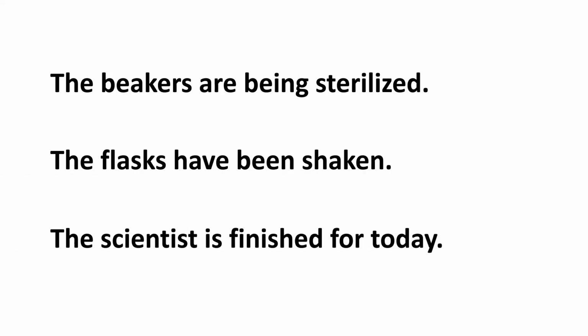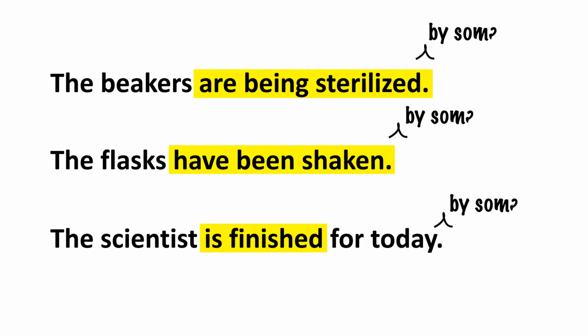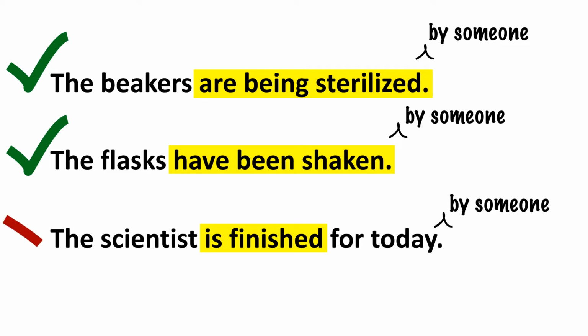To find the passive voice in your own writing, follow this two-step process. First, look for a form of the word be, followed by a past participle. Second, when you find one, test for the passive voice by inserting the phrase by someone. If the sentence still makes sense, you've got the passive voice. If not, it's something else.